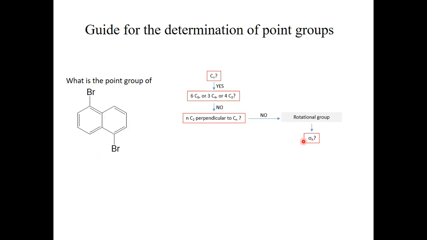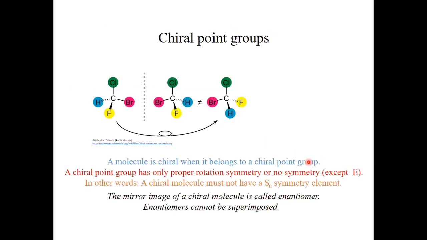So we do have a horizontal mirror plane, and that means that our point group is C2h. Yeah, we know that it's C2h because we determined in the very beginning that our principal axis is a C2 axis. Okay, so this is how you apply the scheme. So now, to finish up this chapter, we'd like to briefly talk about so-called chiral point groups.